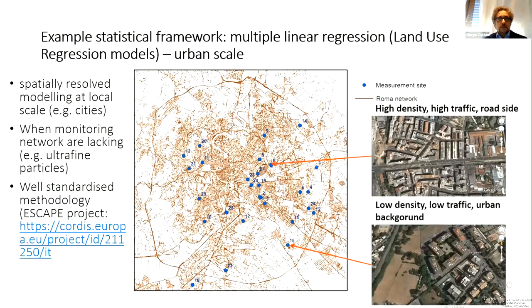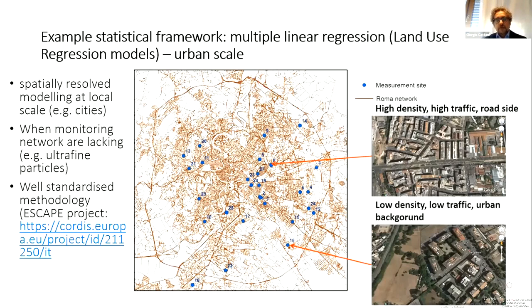This is an example approach using a simple multilinear regression, which is the basis for land use regression models at urban scale. Here we are going to estimate the particle number concentration, which is a proxy for ultrafine particles. Ultrafine particles are those particles with aerodynamic diameter less than 0.1 micrometer, so very, very little particles that are, in terms of number concentration, the large majority of particles in the air. While the mass concentration is mostly dominated by the so-called accumulation mode, which is particles from 0.1 micrometer to 1 or 2 micrometer. So it's a really different kind of measurement between particle number and mass concentration.